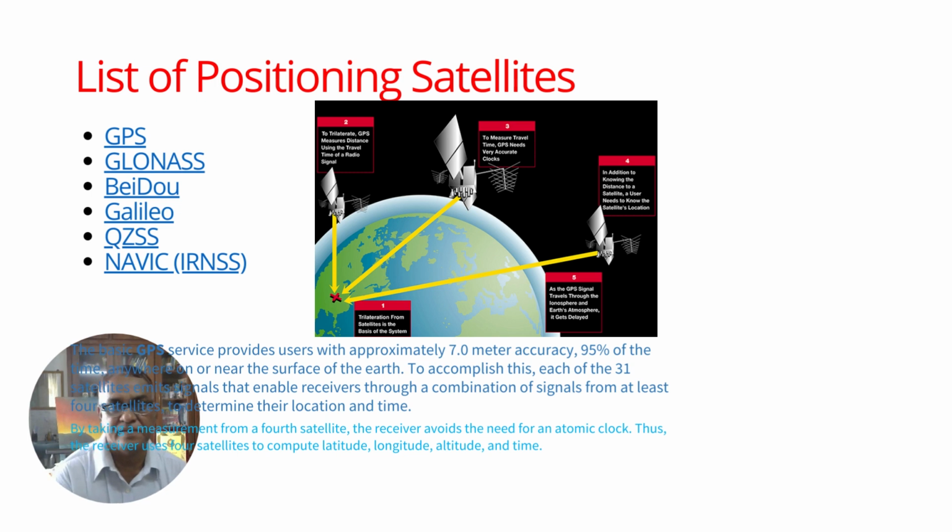In order to provide a stable satellite system for measuring the time and place of any object on the Earth, there are so many positioning satellites launched into space, which are known as GPS, GLONASS, Galileo, QZSS, and NAVIC by the Indian Space Systems.